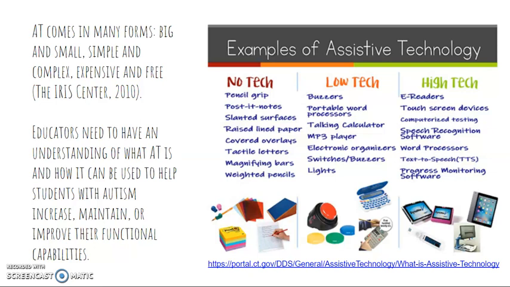Assistive technology is important for our students with autism. We need to have an understanding of what it is and how it can be used to help our students increase, maintain, or improve their functional capabilities. This is done through collaborative teams during the IEP process and involves all stakeholders in coming up with decisions about assistive technology that would be appropriate for our students with autism.